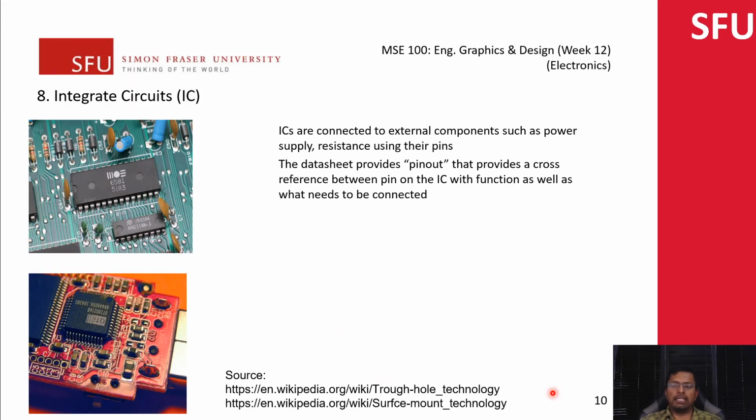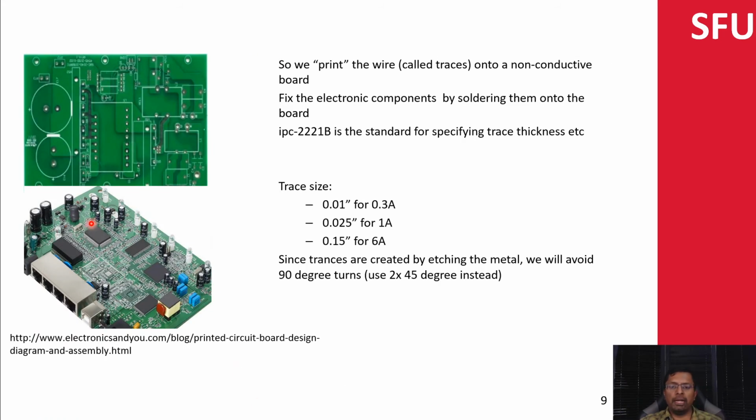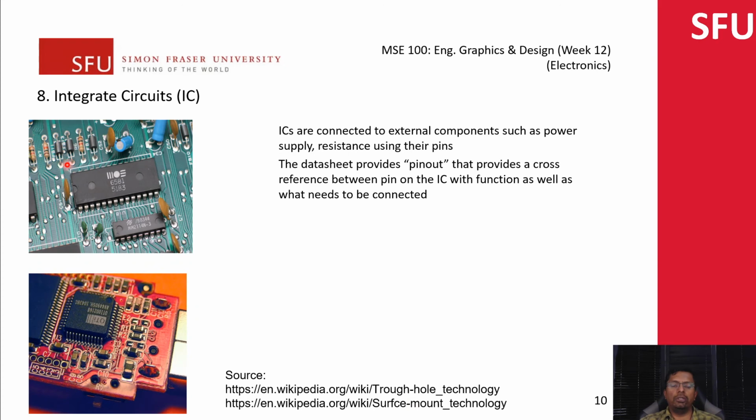So this is the integrated circuit component. What you typically have is a more complicated circuitry, all fitted inside one chip, which can then get soldered onto the PCB that we just discussed. So for an integrated circuit, you basically only need to connect external power and resistance to the pins, and they have a lot of circuitry built inside.